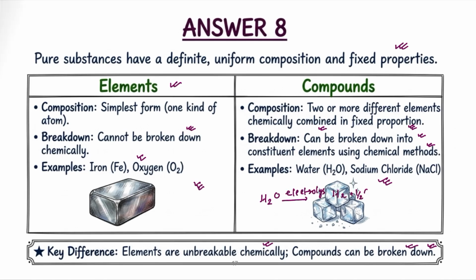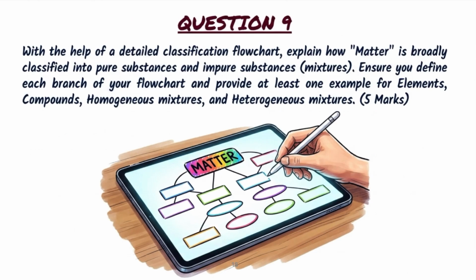With the help of a detailed classification flowchart, explain how matter is broadly classified into pure substances and impure substances. Ensure you define each branch of your flowchart and provide at least one example for element, compound, homogeneous mixture and heterogeneous mixture.